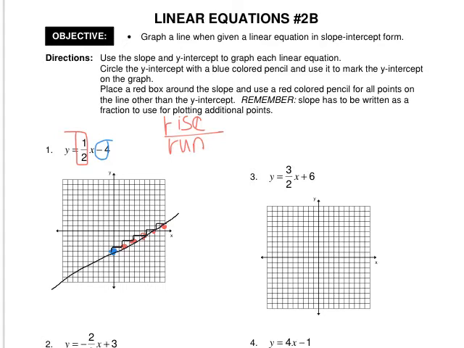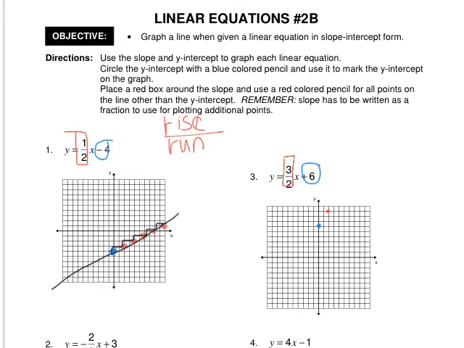Let's try this next one. Circle our y-intercept, so that's at 6. That's a +6, so we place a dot on the y-axis at +6. So 1, 2, 3, 4, 5, 6. All right, and let's put a red box around our slope, which is 3 over 2. So it means from this point we go up 3, 1, 2, 3, over 2.